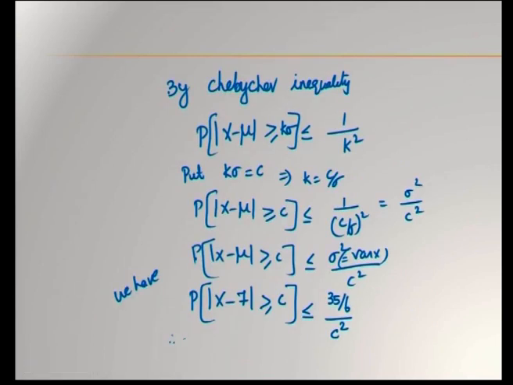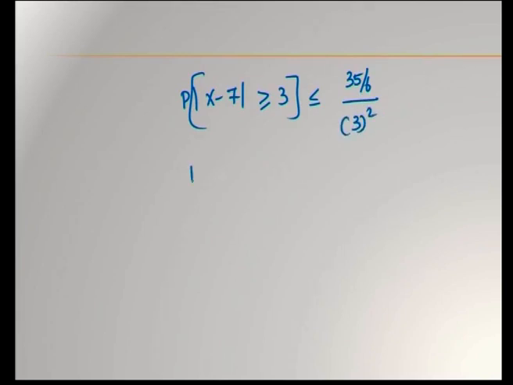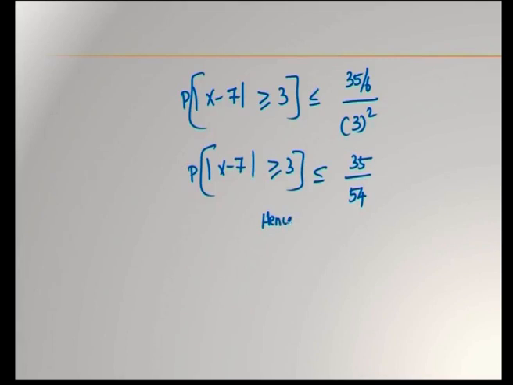Therefore, if c is equal to 3, then P of modulus of x minus 7 is greater than or equal to 3 is less than or equal to variance, which is 35 by 6, divided by c square, which is 3 square. So, P of modulus of x minus 7 is greater than or equal to 3 is less than or equal to 35 by 6 into 9, that is 35 by 54, hence proved.